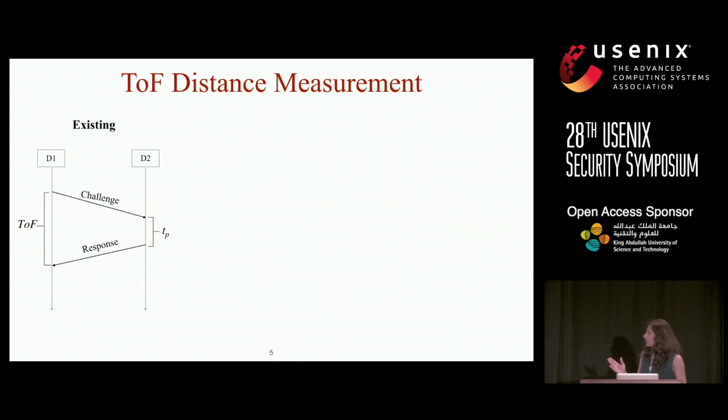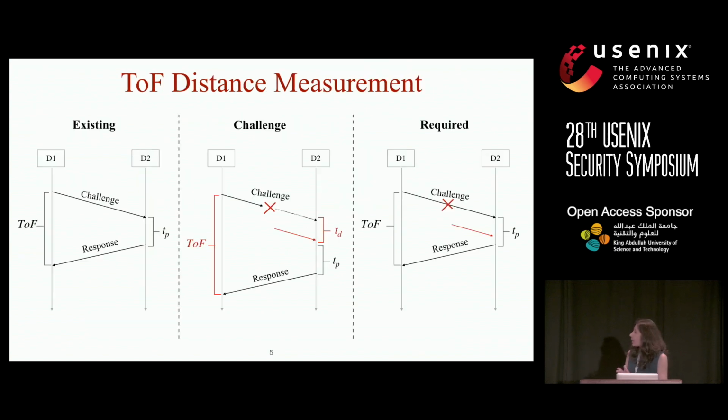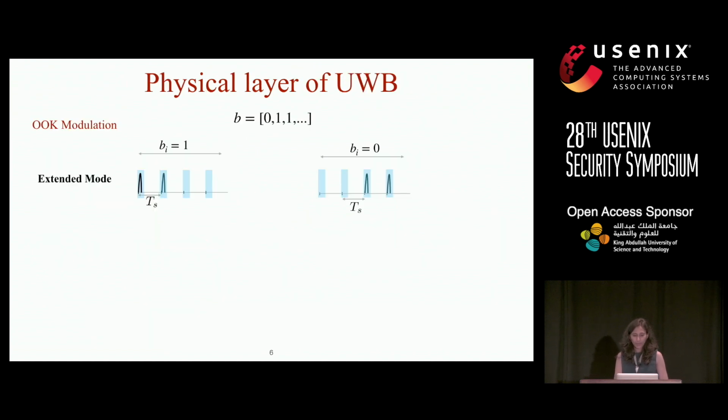So we already know that we have to design these challenge-response protocols. Now I will go into more detail on ultra-wideband: how the physical layer looks, how the attack is performed, and what the ways are in which we can prevent enlargement attacks. The physical layer of ultra-wideband can be modulated using on-off keying modulation. Here, the presence of pulses in the initial part of the symbol represents bit 1, and the presence of pulses in the later part of the symbol represents bit 0.